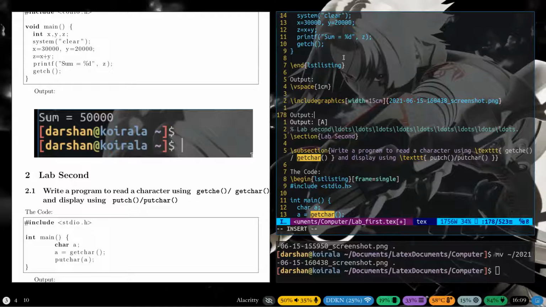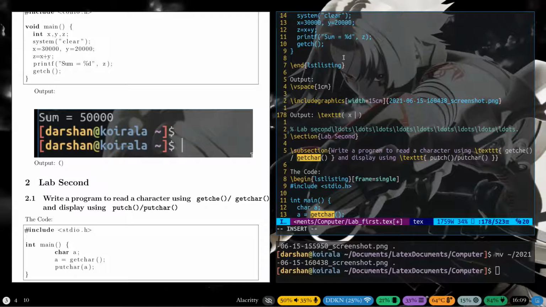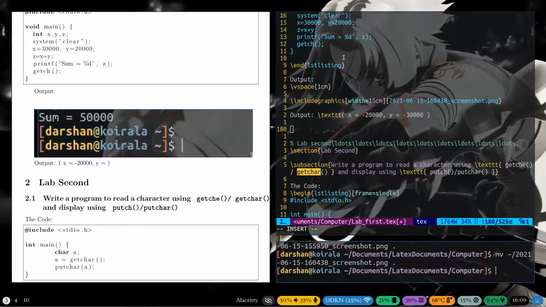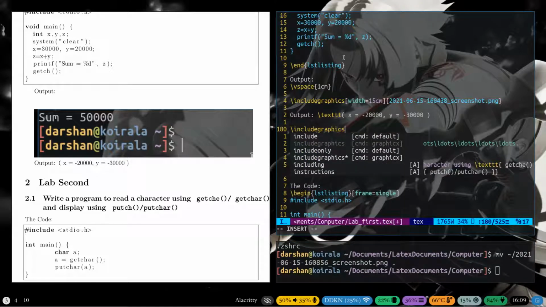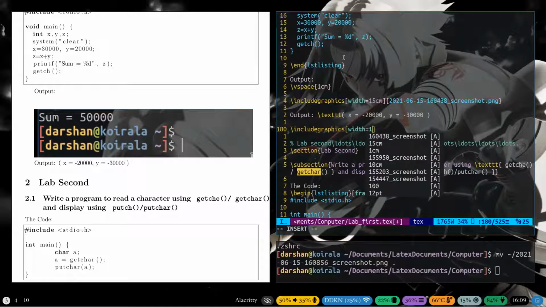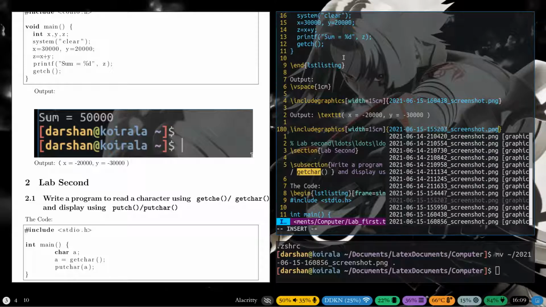Output: x equal to minus 20,000, y equal to minus 30,000, and 20,000. Include graphics width 15 centimeters, and the last one.